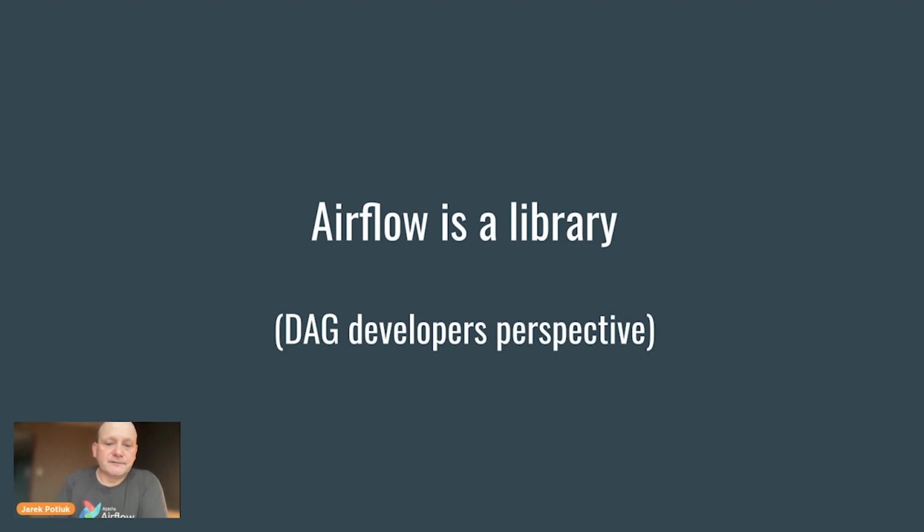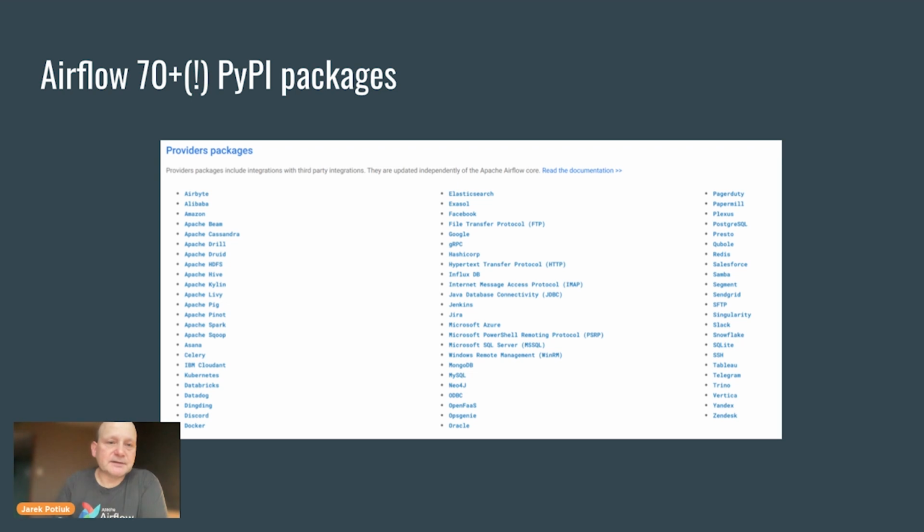But from the Airflow developer's perspective, it is a little bit different, because in Airflow, you develop your DAGs as Python code, and you use the Python code as a library. Airflow has more than 70 PyPI packages, and each of those packages, which are called providers, integrates with a different service. Like you have Amazon, Google, and like 70 other different services that you can use.